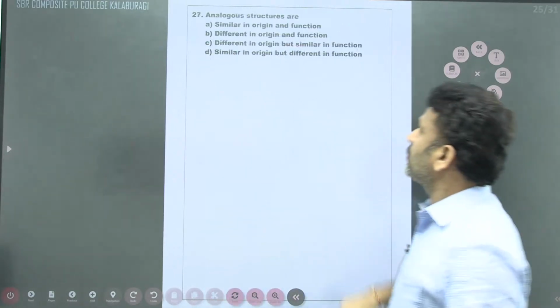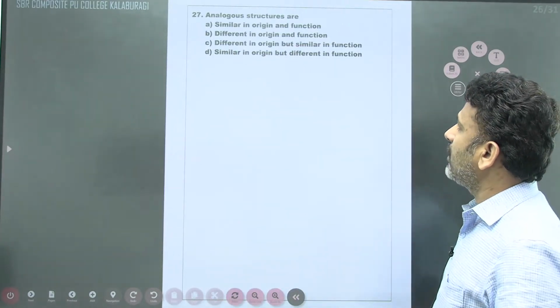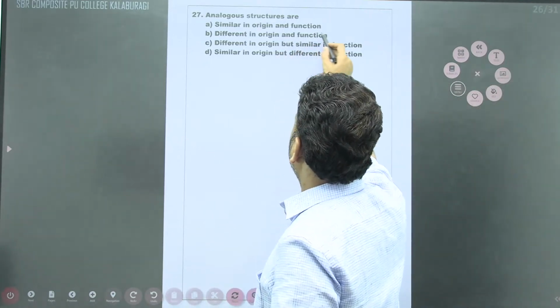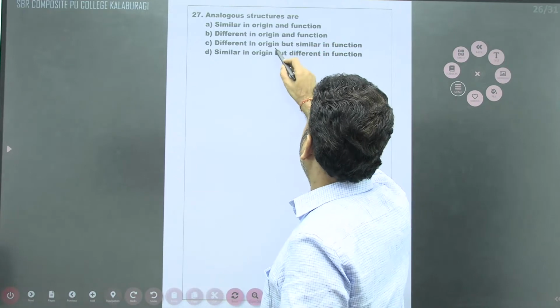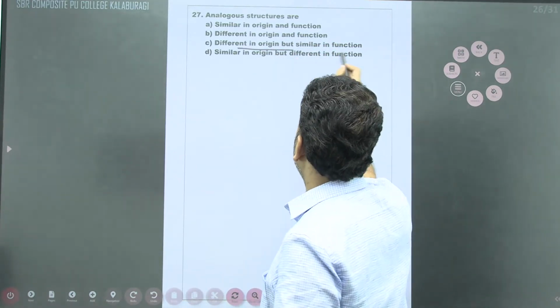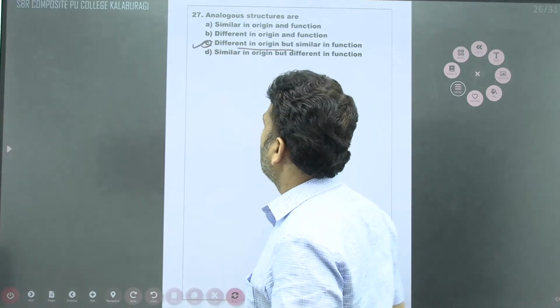Next, are analogous structures similar in origin and function? No, different in origin and function? No, different in origin but similar in function. That is option C.